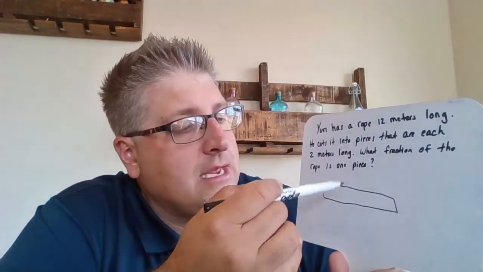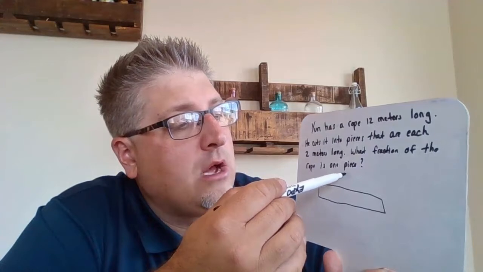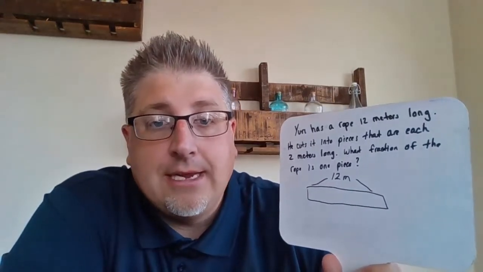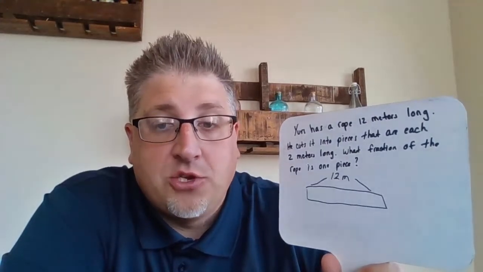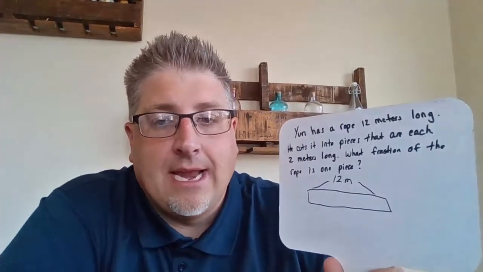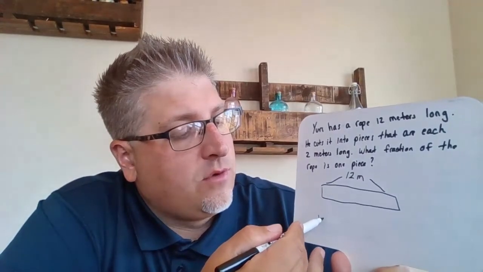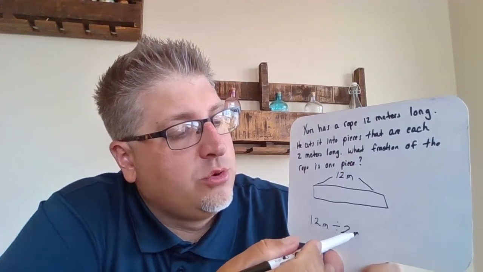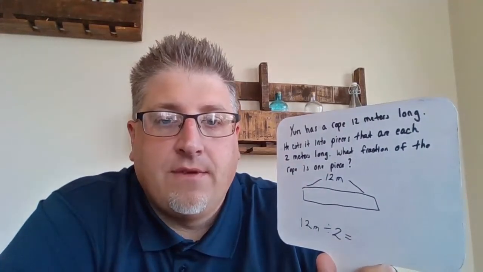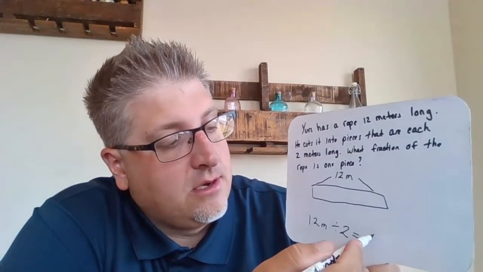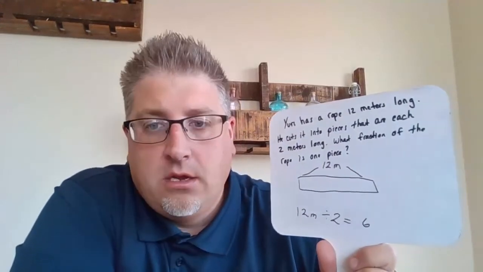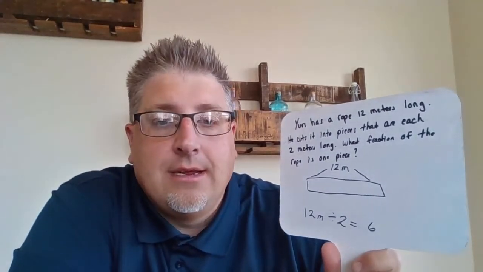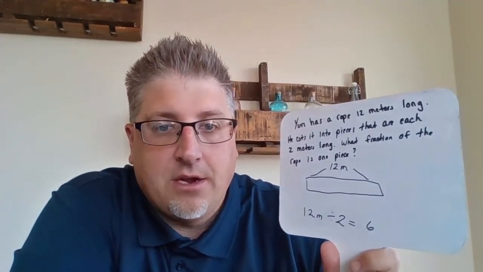We know that he has 12 meters of rope, and each piece of rope is 2 meters long. So what that's telling me right now is I have 12 meters of rope divided by 2 meters, which will give us 6. So we want to take that rope and cut it into 6.